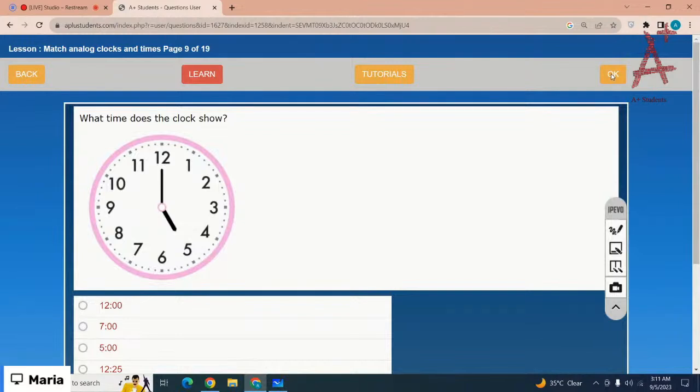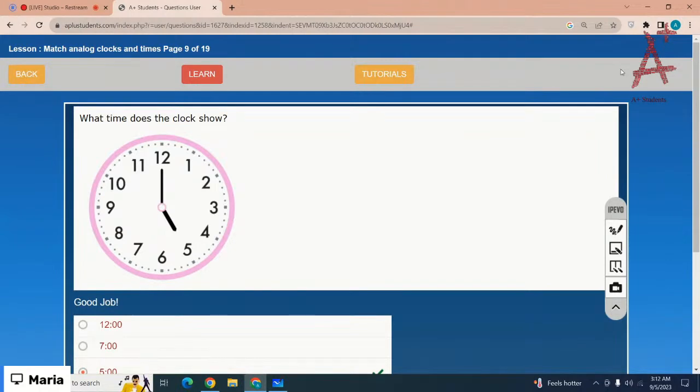What time does the clock show? Which is the correct option? The correct option is 5 hours and 0 minutes. Option number 3 is the correct option.